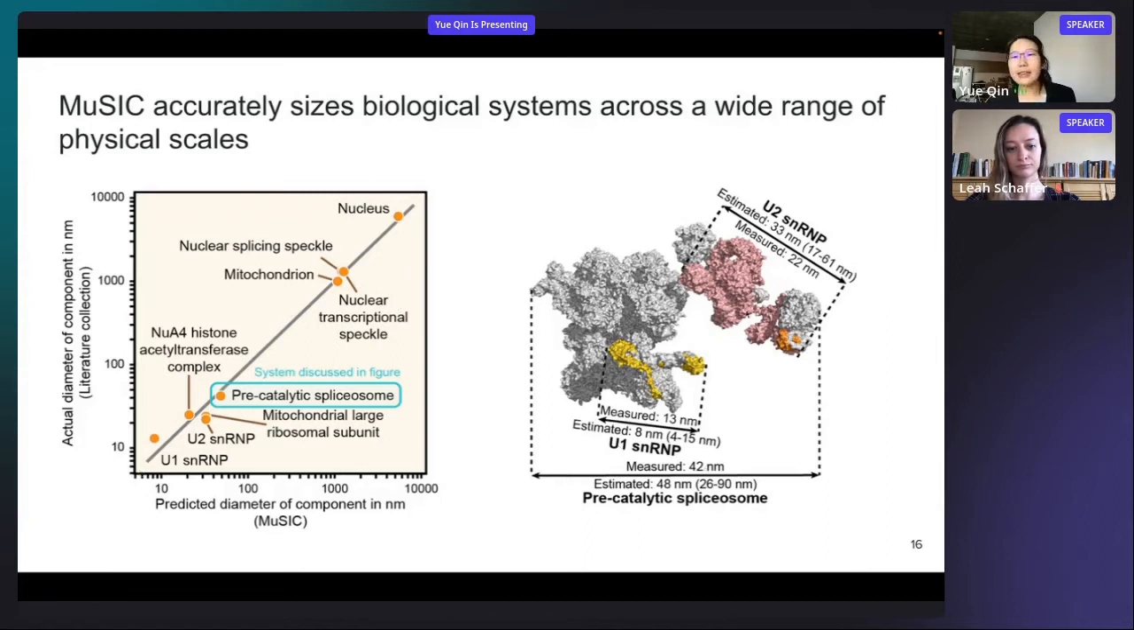And on the right here is a cryo-EM model to further demonstrate that we do predict a size or diameter that's in accordance with experimental measurement, and also MuSIC captures the protein arrangement, the protein component arrangement within, that is in agreement with the biological knowledge.